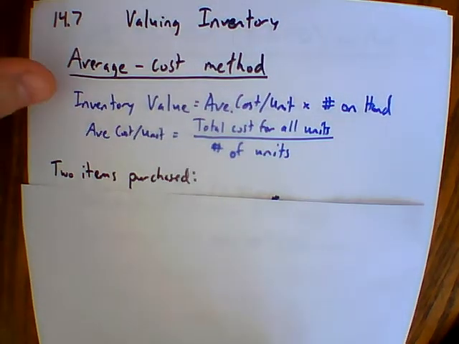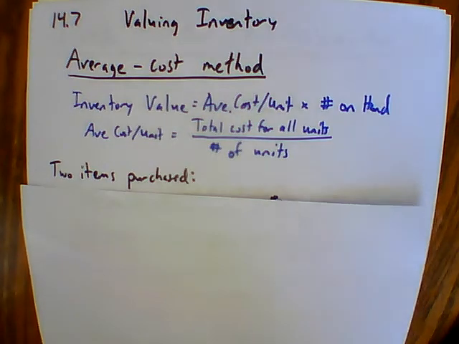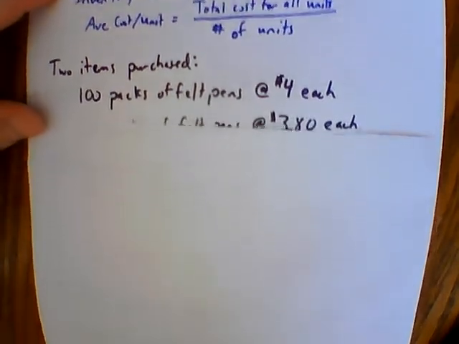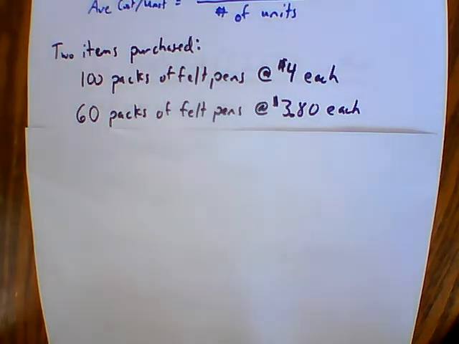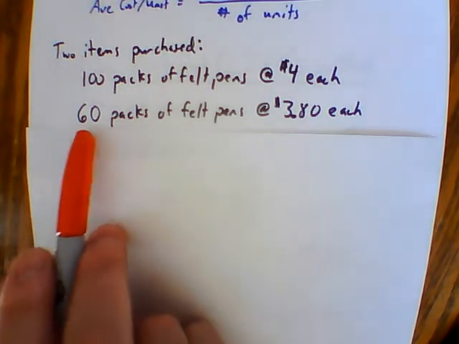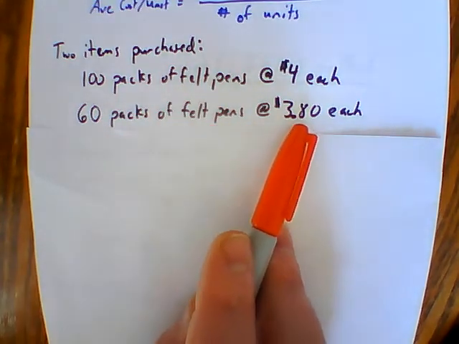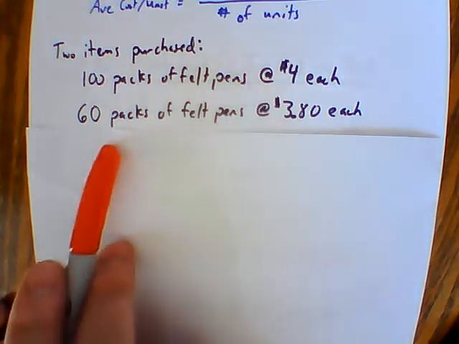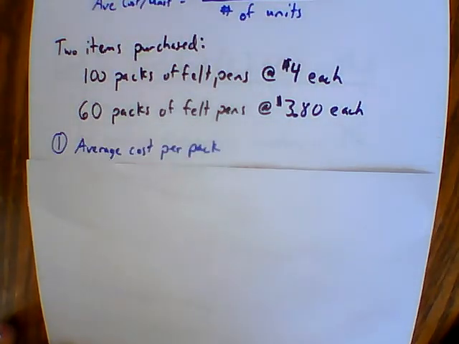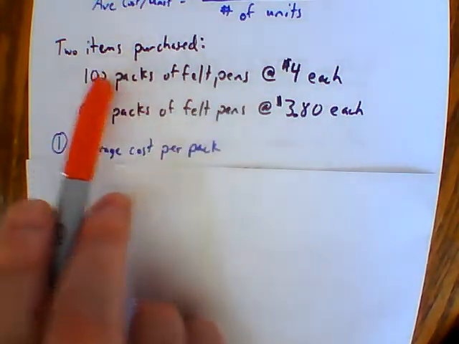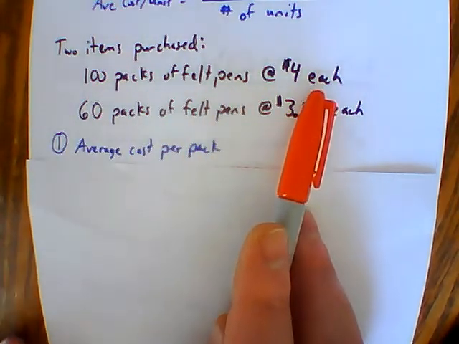So if we look at one of the first problems here, once again this is going with questions 1 and 2 in here. It talks about 2 items that are purchased. Okay, we buy 100 packs of felt pens, and these cost $4 each. Then we buy from somewhere else 60 packs, once again the same packs of felt pens, and these cost $3.80 each. So what we start looking at in question 1 is the average cost per pack. In order to find the average cost per pack, we've got to figure out what is the total cost for the 100 packs at $4 each.